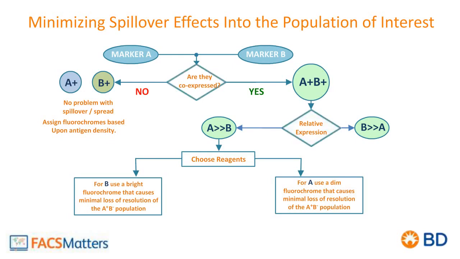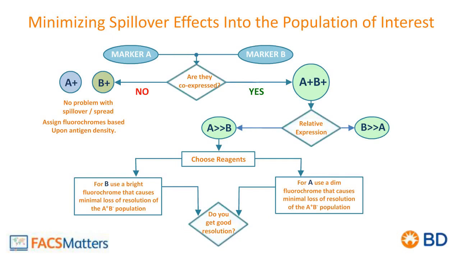And vice versa, for A, you want to use the dim fluorochrome. Again, it's not as important, but you want to minimize the loss of the resolution of the A positive, B positive. So now this makes you think back to when we were talking about the double positive stain index and the loss of resolution. As I said earlier, this is an iterative process.